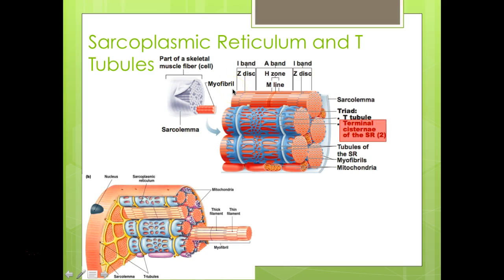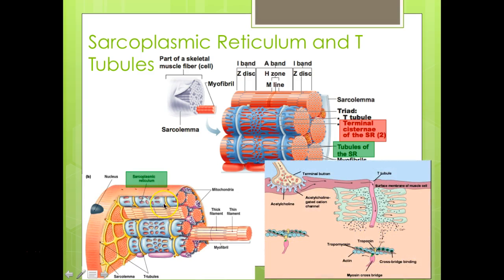Just to refresh your memory, here's the cisternae. We have our tubules sitting in between here vertically, and then I have a couple pictures representing this so you can see it in multiple different ways. So what happens is we get a neuromuscular junction here. We get the acetylcholine neurotransmitters going over, activating a nerve impulse, telling the muscle to contract.